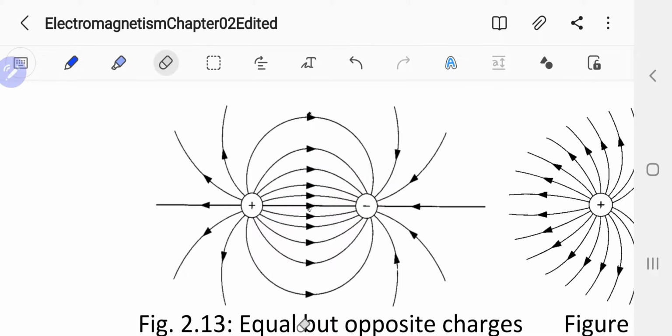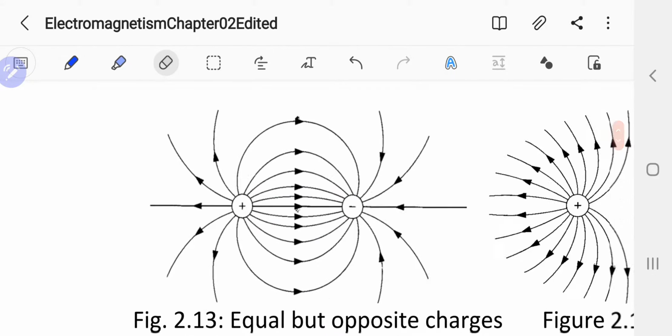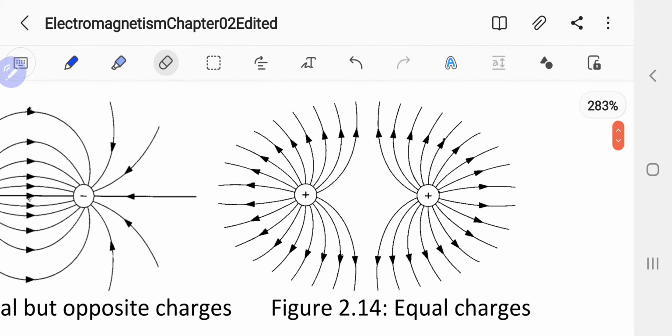So you have that, and then for example here you have both positive charges. These are the electric field that comes out of the positive charge. And if you have a negative charge here and here, then the electric field direction would just be opposite to what is shown here in the figure.